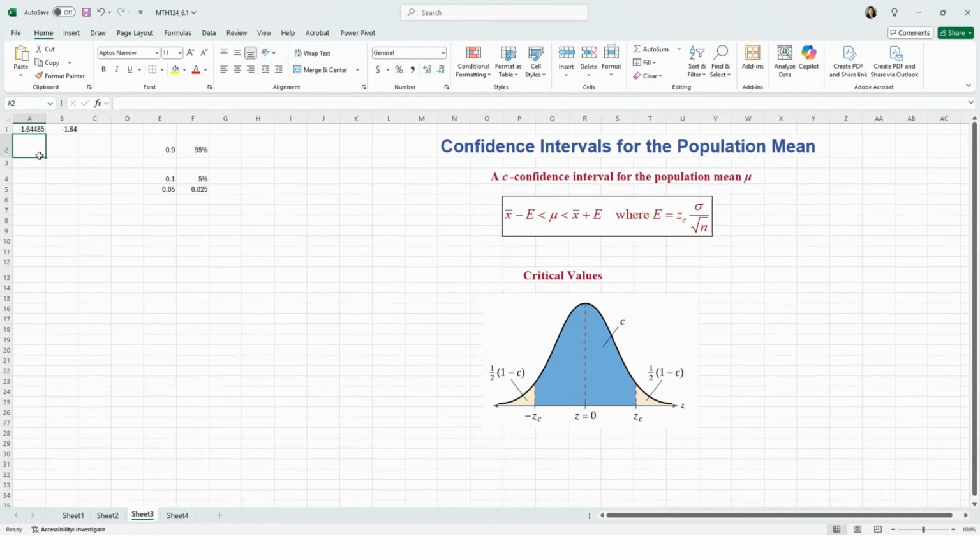Then to find the critical value corresponding to the probability of 0.025, type equal standard normal inverse, with the probability as this. Just enter it. Then you will see negative 1.95996, which you can round off to 2 decimals. So this is how we can find the critical value in order to find the confidence interval.